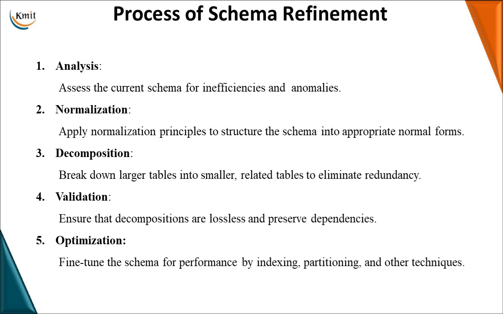Decomposition again helps in normalization by breaking down the larger tables into smaller ones to eliminate redundancy and ensure that the dependencies are preserved. Then comes the validation, where we ensure that the decompositions are lossless and they preserve the dependencies. That is, you are splitting them into multiple tables, but if you join those tables, you should be able to reproduce the original structure. That is what preservation is. Then optimization is fine tuning the schema for performance by indexing, partitioning, and some other techniques.